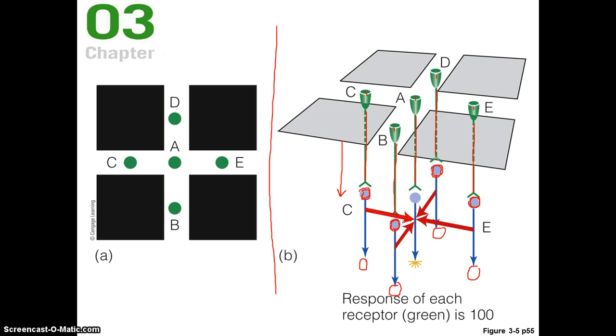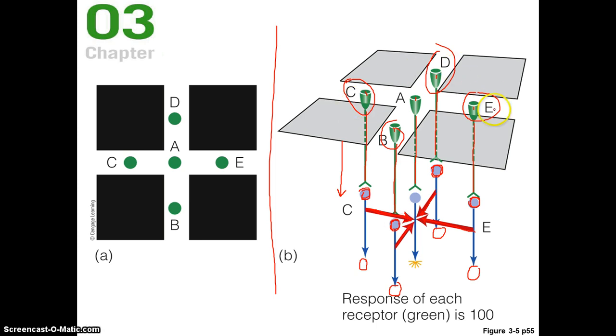This is lateral inhibition. So each of these bipolar cells, these four that I have colored in red, are sending inhibitory signals in to this ganglion cell that is receiving signals from receptor A. And so the more these receptors, B, C, D, and E, are being stimulated, guess what? The more inhibition they're going to send this way.